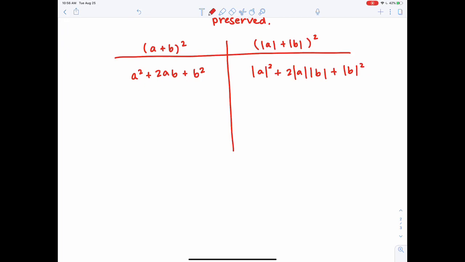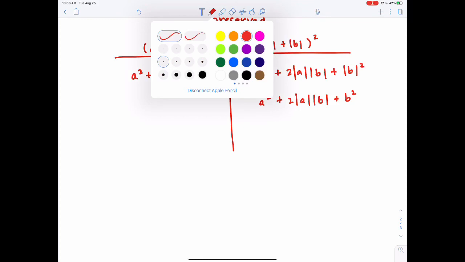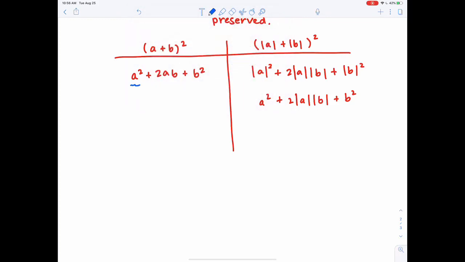Well, the first thing that we can note here is that if you have an absolute value and you square it, it's the same thing as just squaring it. You don't need the absolute values. Those are redundant. So I can drop them. And now what we see is that we have an a squared and we have a b squared on both sides. So the key to understanding where the inequality comes in is to ask the question, how does the term 2ab compare to 2 absolute value a, absolute value b?